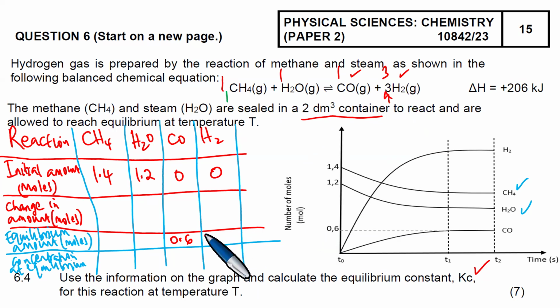So now, it means that you added to 0. There was 0 in the beginning. It means that you added 0.6 to 0. If you add 0.6, you get 0.6. You did not have any product before. But if you add 0.6 to 0, you get 0.6.